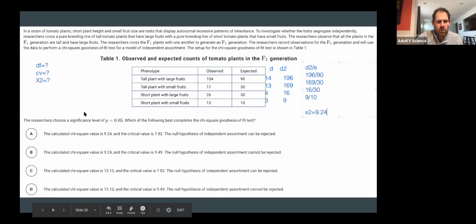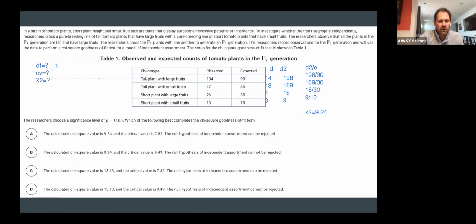So now we have to figure out which of these we pick. Do we pick A or B? If you have questions about chi-squared, there's maybe another one down here a little bit later, so we'll work that one again, or you can ask your teachers to review. Degrees of freedom is simply choices minus 1. If I have 4 choices, degrees of freedom is going to be 3.